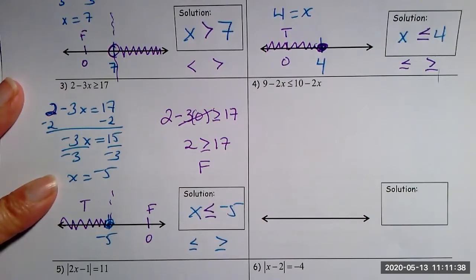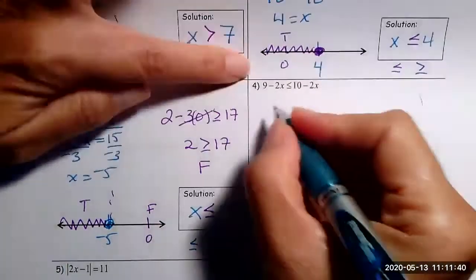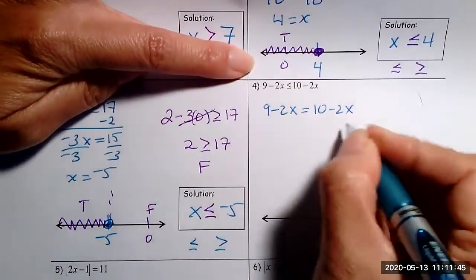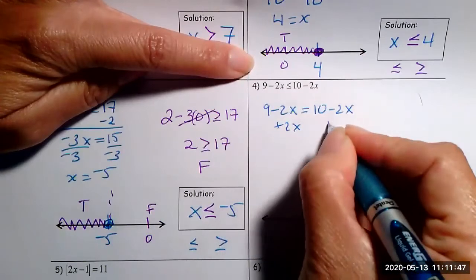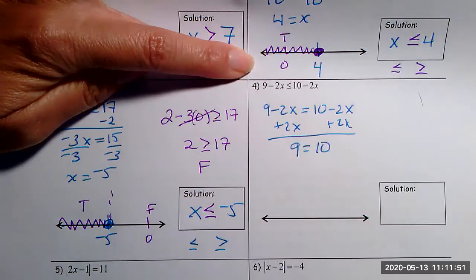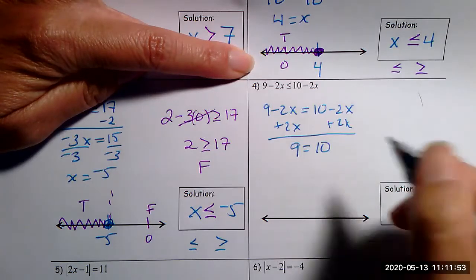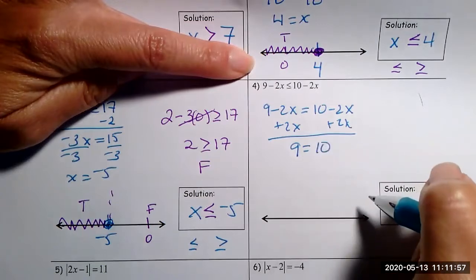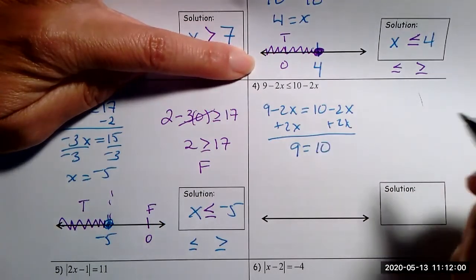All right, let's go ahead and move on to this one. 9 minus 2x equals 10 minus 2x. I'm going to add 2x to both sides. You can kind of guess as to what's happening here. Things all of a sudden start to disappear. So what we have here is, this is going to be all real numbers or no solutions. So let's figure out which one it is.